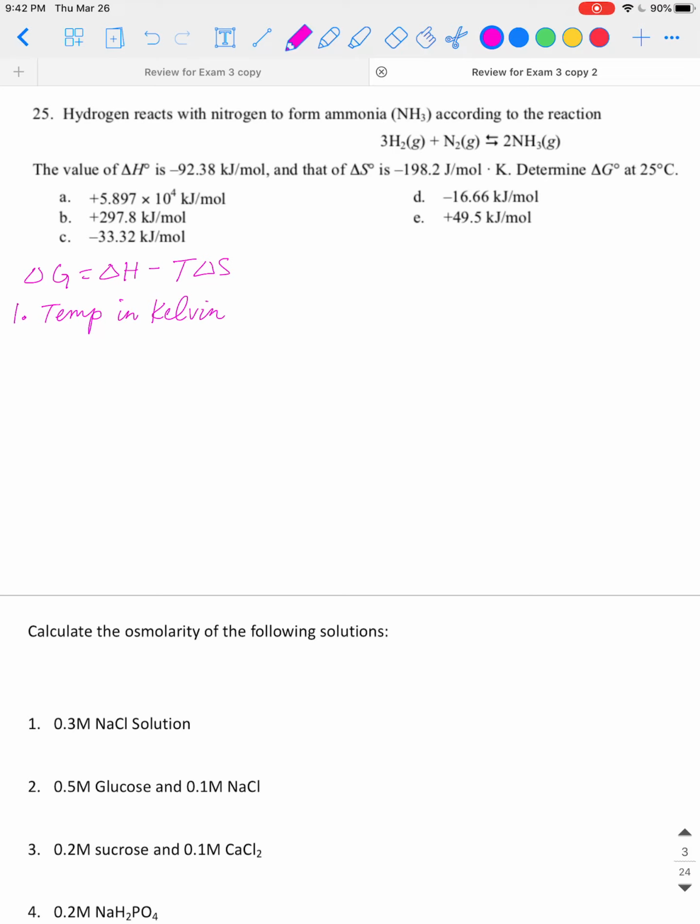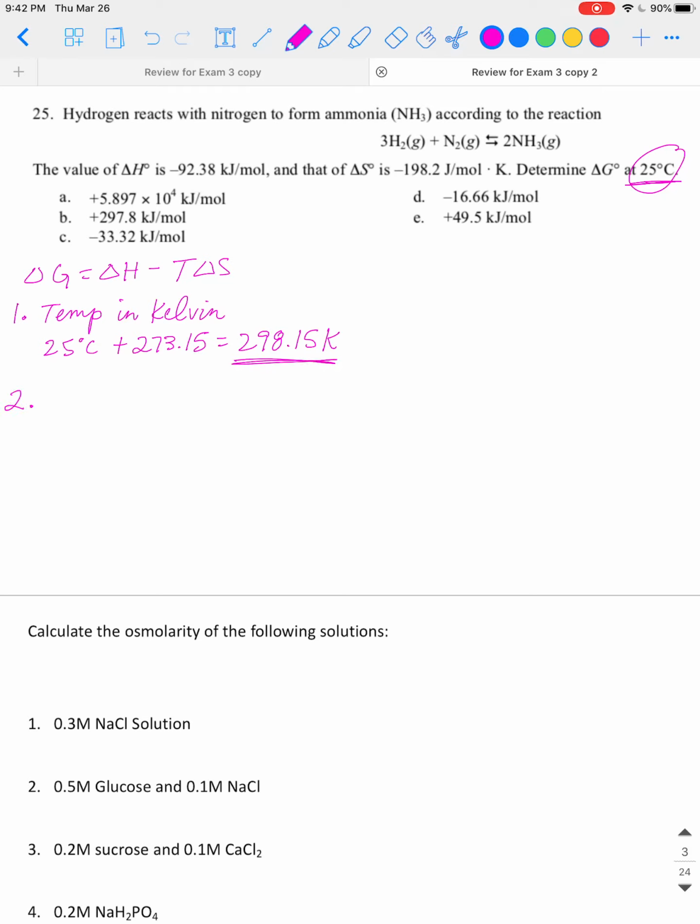Okay, so we've got to take our degree Celsius and convert that to Kelvin. So let's do that really quick. So we'll do 25 degrees Celsius plus 273.15 equals 298.15 Kelvin. So there's our new temperature. So we'll use that in a minute.